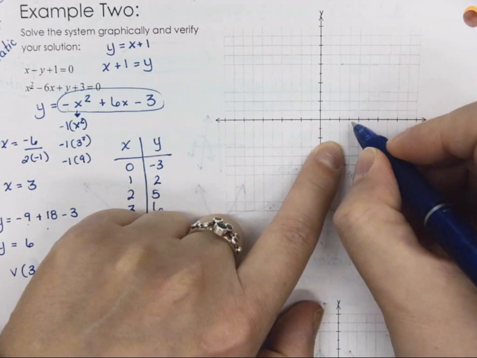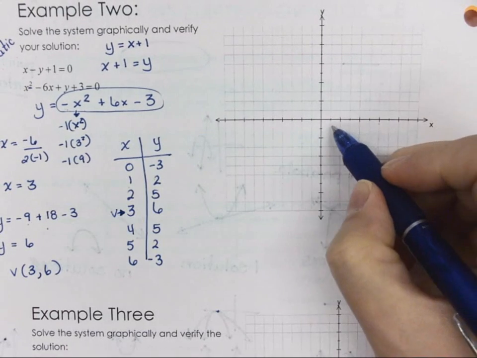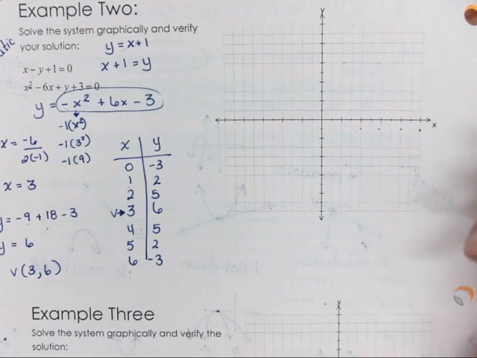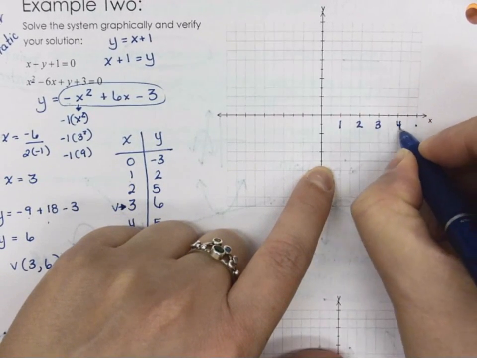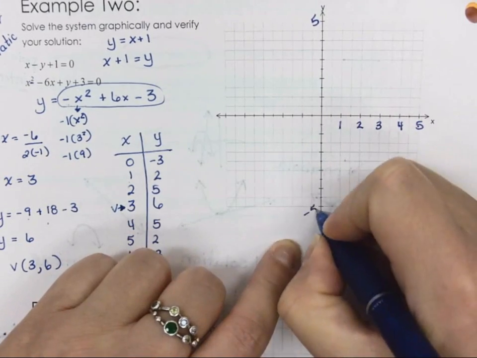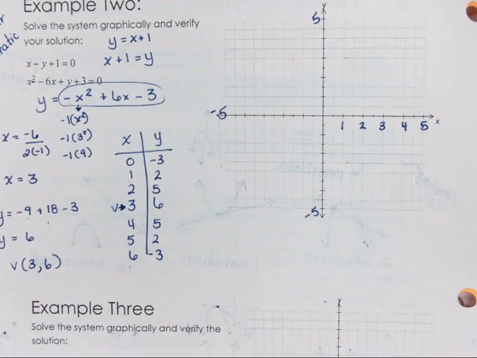So 1, 2, 3, 4, 5, 6. Can I double that? 1, 2, 3, 4, 5. Yeah, maybe I can do that. So I'm gonna skip every other one. You guys can judge me if you want, but that's what I'm gonna do. Okay, make sure you have your positive negatives on there too.